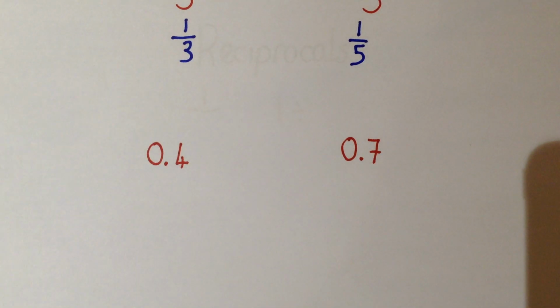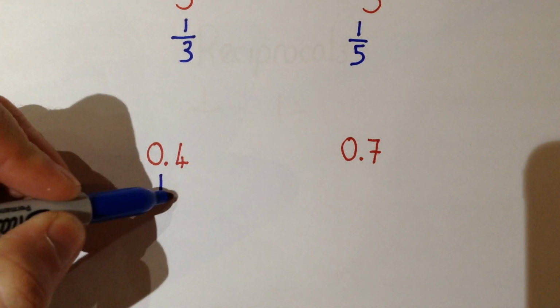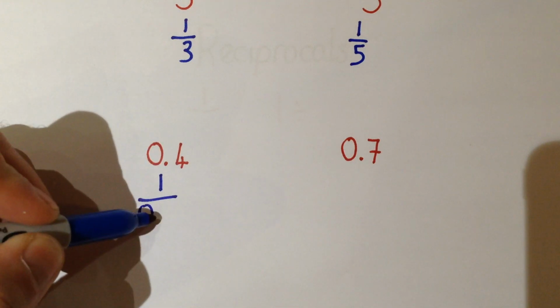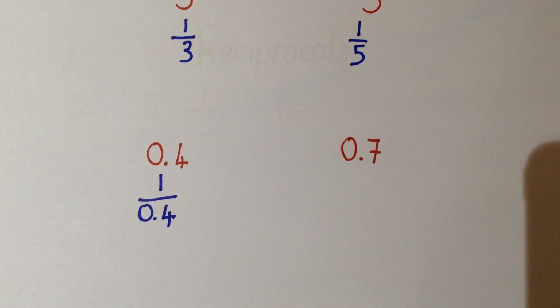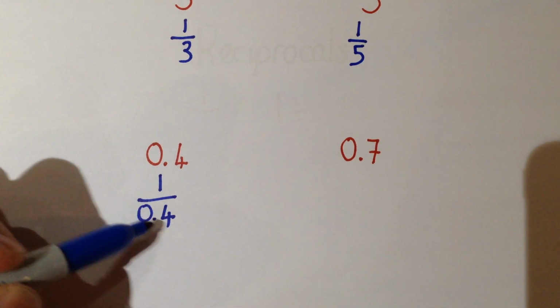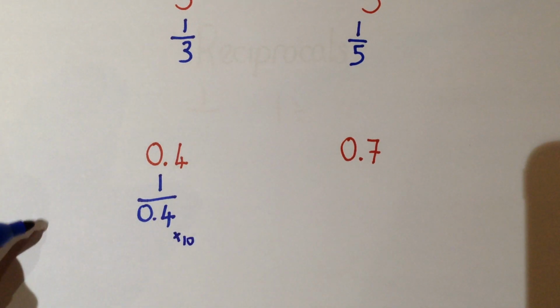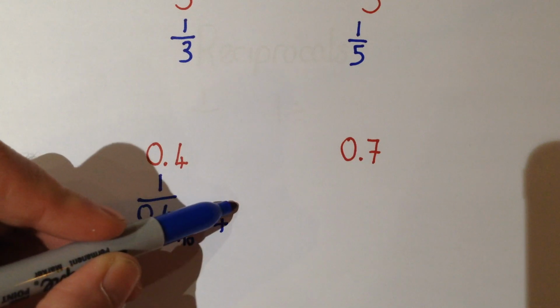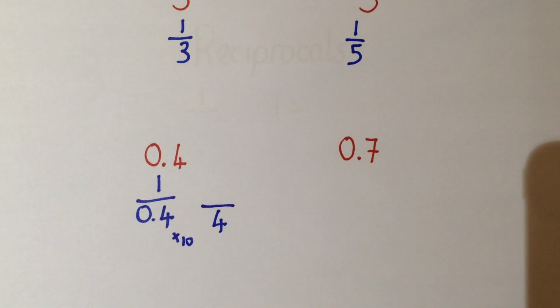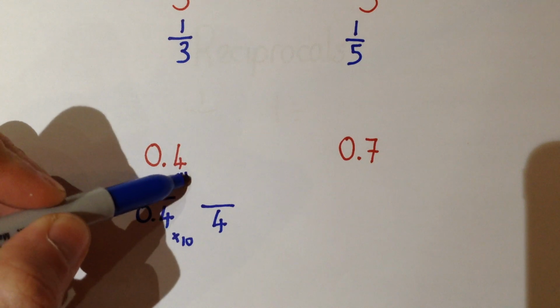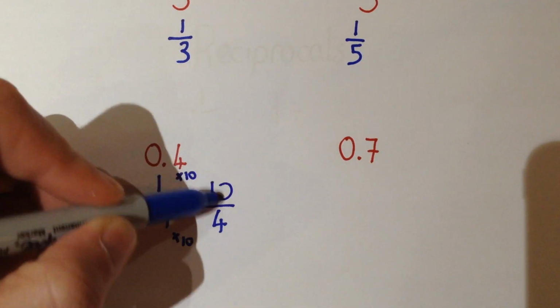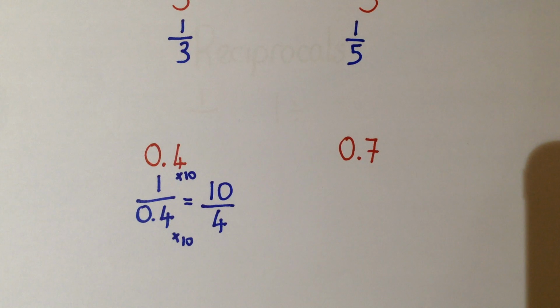For decimals, we'd do the same thing. 1 over the number, so 1 over 0.4. Now we're not going to leave this one as 1 over 0.4 because we don't like to have decimals in fractions. The easiest way of stopping there being a decimal at the bottom of this fraction is to actually multiply 0.4 by 10 to give us 4. But to keep this as an equivalent fraction, we'd also have to multiply the top by 10 as well to give us 10. So 2 equivalent fractions.